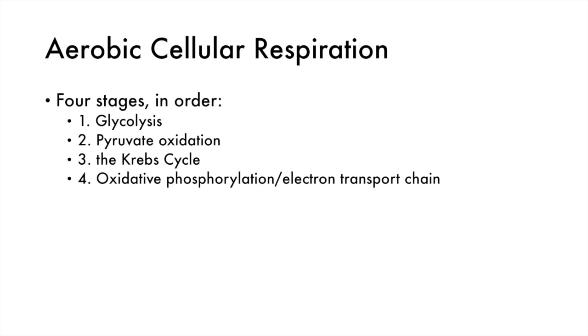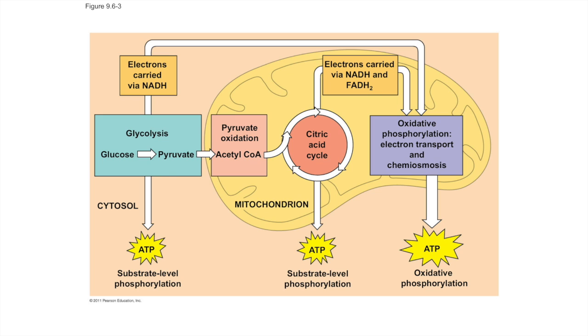Okay, so for aerobic cellular respiration, which is the kind that's most familiar to us, occurring in almost all eukaryotes, we've got 4 stages, and this is the order that they occur in. Glycolysis comes first, then pyruvate oxidation. Remember, oxidation is lost, so pyruvate is going to lose some electrons. The Krebs cycle, and then oxidative phosphorylation, also known as the electron transport chain. Okay, so a lot of what you need to know about this whole process is summarized in this slide.